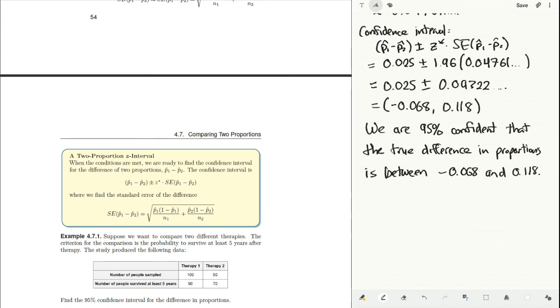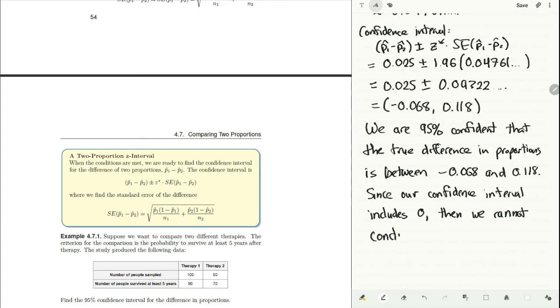So based on our confidence interval, are we able to conclude that one therapy is more effective than the other therapy? Well, because our confidence interval includes 0, then we cannot conclude that one therapy is more effective than the other.